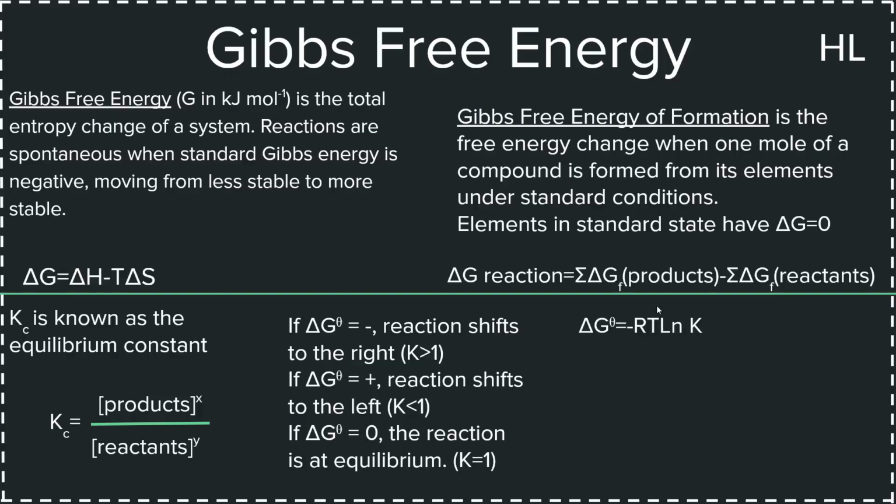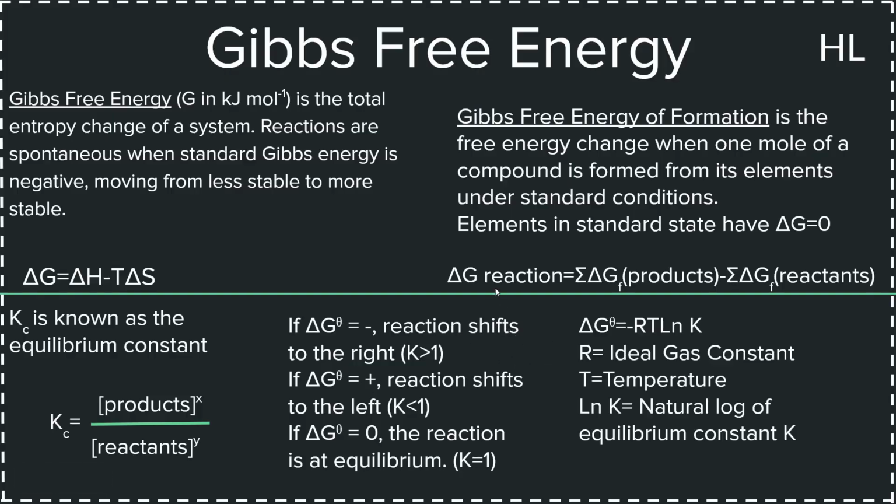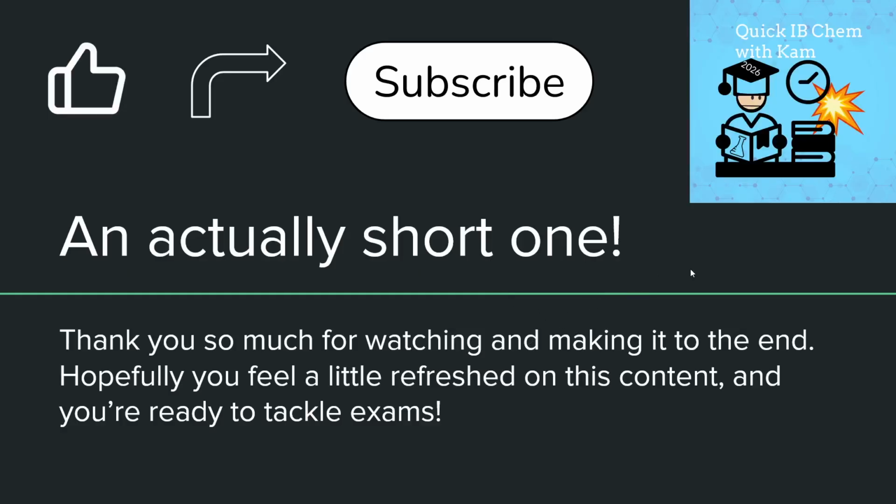So another equation that you might see is standard delta G equals negative RT ln K, which is what you might want to call it if you need to remember it. And so you're going to have your ideal gas constant, R, multiplied by temperature in Kelvin, and then the natural log of your equilibrium constant. And for that, that's actually it.